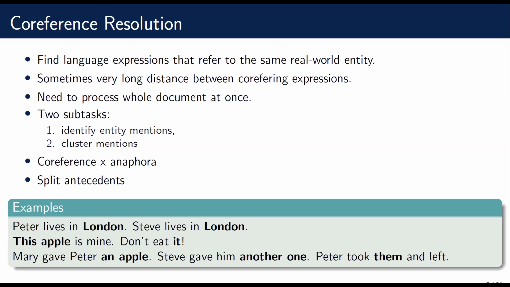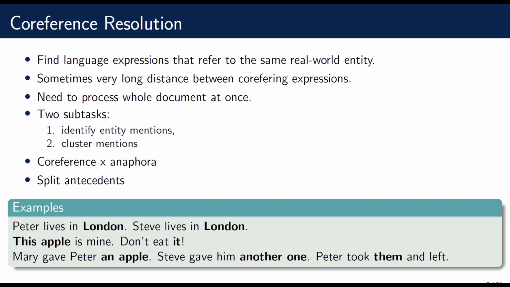The more complicated example is: this apple is mine, don't eat it. And here the "it" refers to the apple, so it's the same case. And the last example is the most difficult one among these examples. Mary gave Peter an apple, Steve gave him another one, and Peter took them and left. And in this example, an apple is a mention. We will use the term mention in this presentation. Steve gave him another one. This is another mention, but these two mentions are not coreferential. This is a different apple.